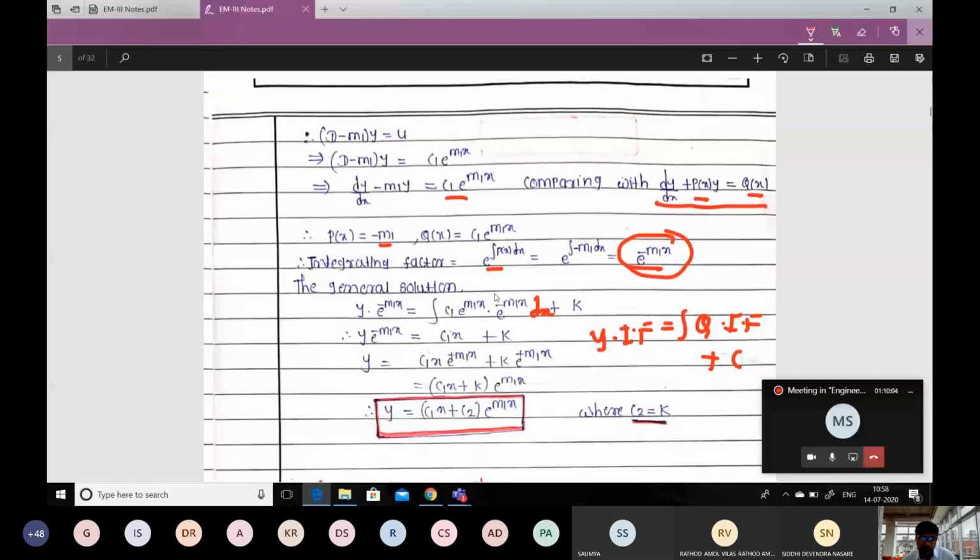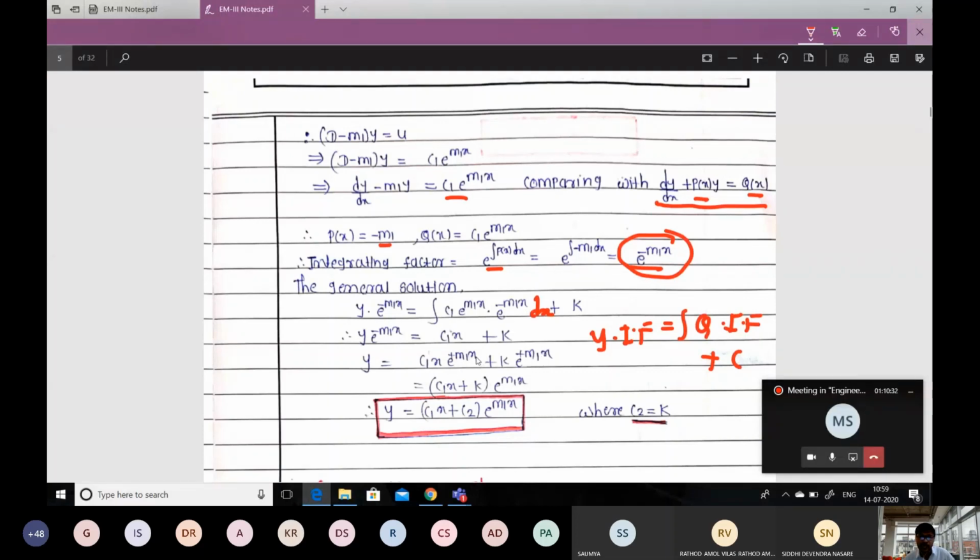And this e to the power m1x and e to the power negative m1x get cancelled to each other. So we are left with c1 inside the integral sign. So what is the integration of constant c1? It is just c1x, and this is a constant, say k. And now in the next step, multiply both sides by e to the power positive m1x. So on the left hand side we will be left with y, and on the right hand side we will be left with c1x e to the power positive m1x plus k times e to the power m1x.